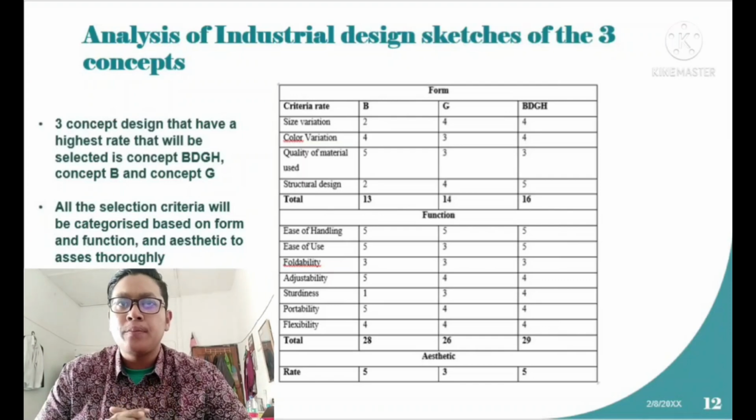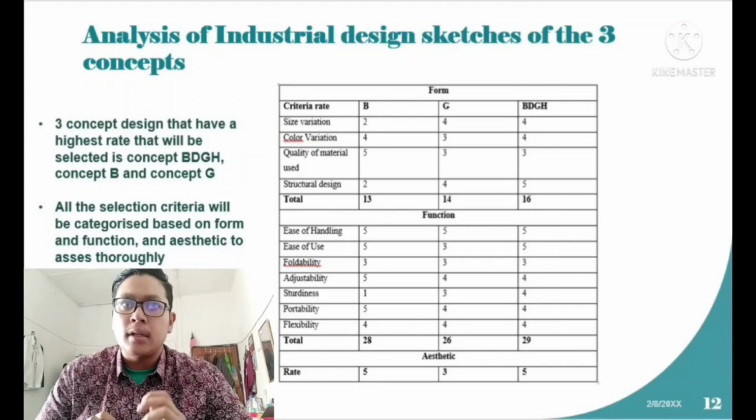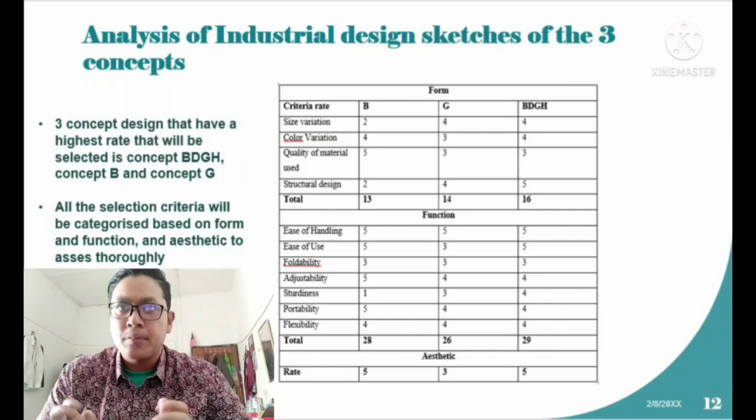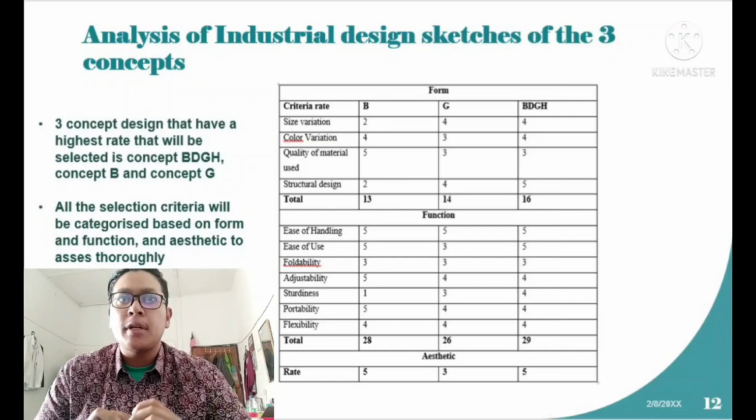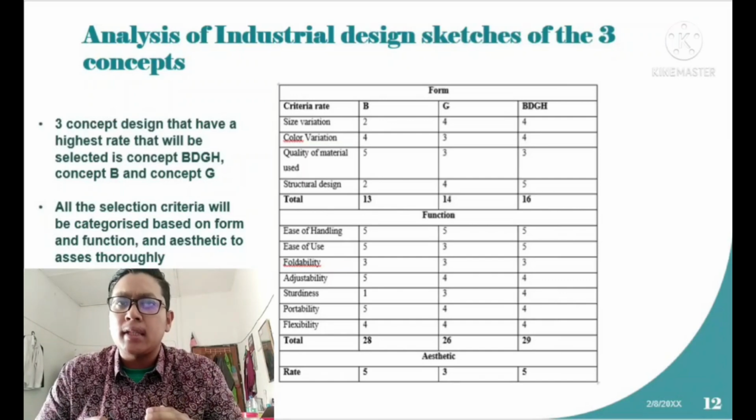Based on the table shown, as you can see there, in aspect of overall, concept BDGH is greater among all three concepts. But in aesthetic, the third aspect, both concept BDGH and concept G are the same. On the other hand, as you can see, compared to concept G and B, concept G is slightly better than concept B in aspect of form. While in the function aspect, concept B is much greater compared to concept G.